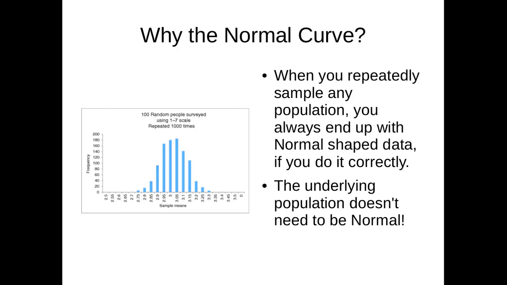Okay, so why the normal curve? There's two things I want to say. One is like it's really, really important, and the other one is like, it's not that important. They're both kind of true. And why is it really important? Well, when you repeatedly sample any population, you always end up with normally shaped data if you do it correctly. But the underlying population doesn't have to be normal. It could be any shape you want.